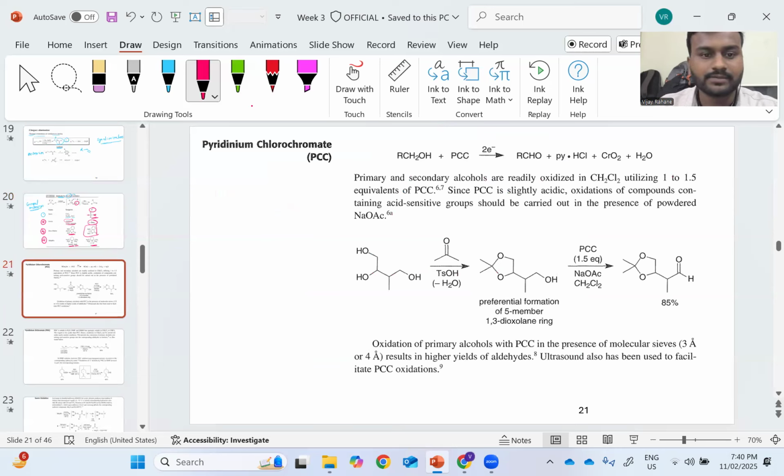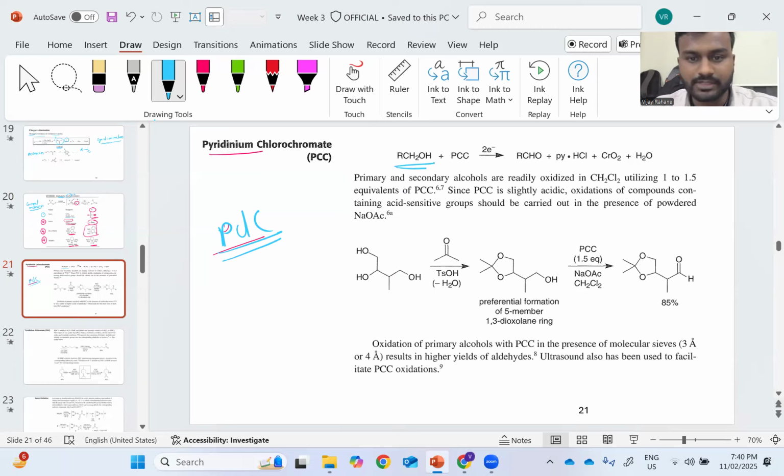Let's say the example of PCC, that is pyridinium chlorochromate, as well as another reagent which is PDC, which we will discuss. This is another reagent, and there is a slight difference between the reactivity of PCC and PDC. So we'll see the general reaction of this PCC.